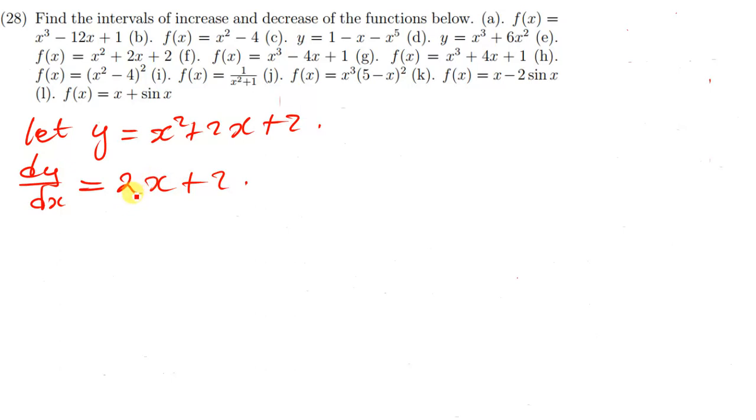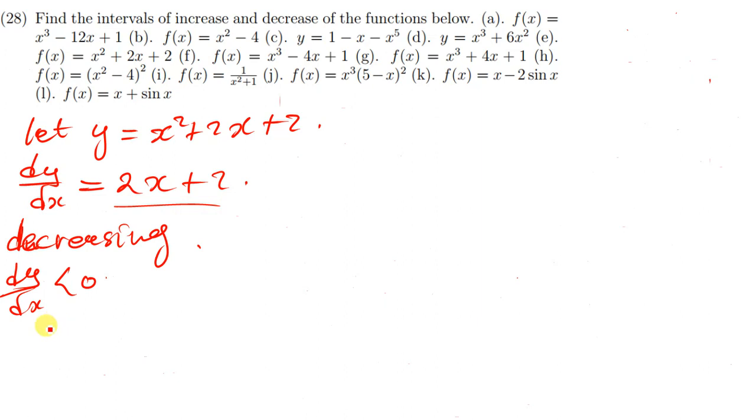But you can't just find the interval without knowing what you're finding. Is it for the increasing or decreasing part? If you choose to start with the increasing part, okay, let me choose the decreasing part, since in the previous question I chose the increasing part. So when the function is decreasing, we expect dy dx to be less than 0. So this function should be less than 0 when the function is decreasing.